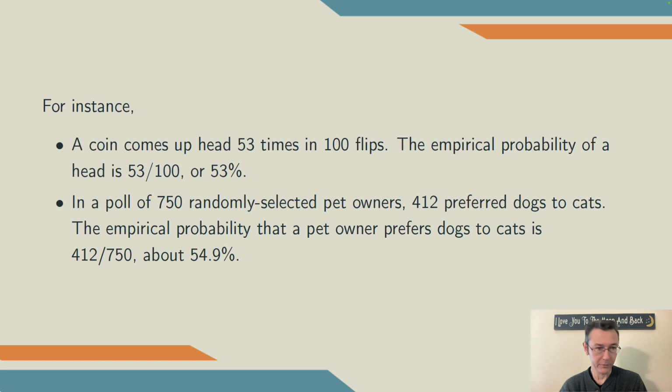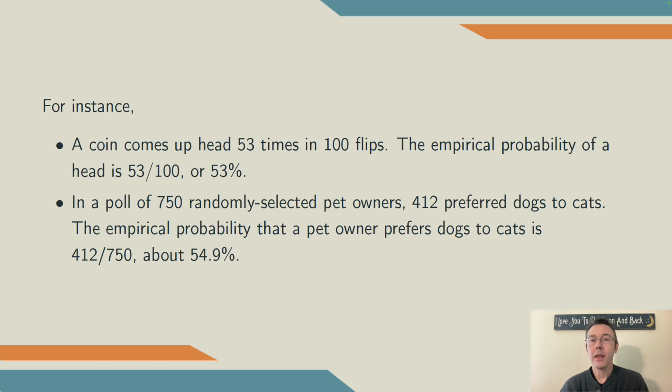So a couple examples of this. A coin comes up heads 53 times in 100 flips. So the empirical probability of a head is 53%, 53 over 100. Even though intuitively you might be thinking it should be 50%, that is not empirical probability.